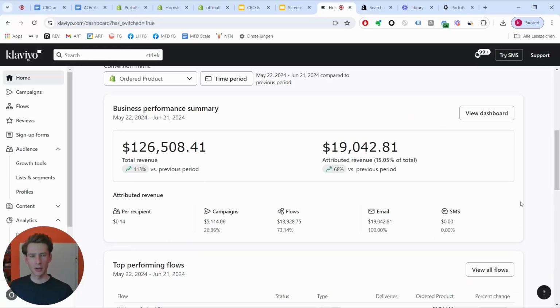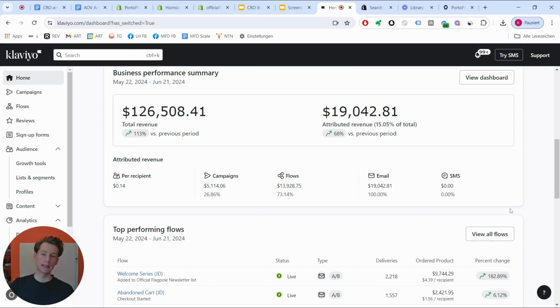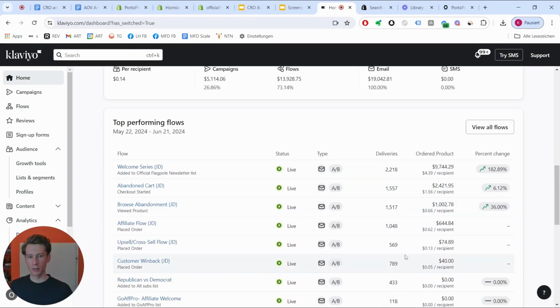Okay, so we just discussed how you can increase your AOV through a range of different flows, specifically email, SMS, and push notifications. And we went through some of the most effective flows to do that.